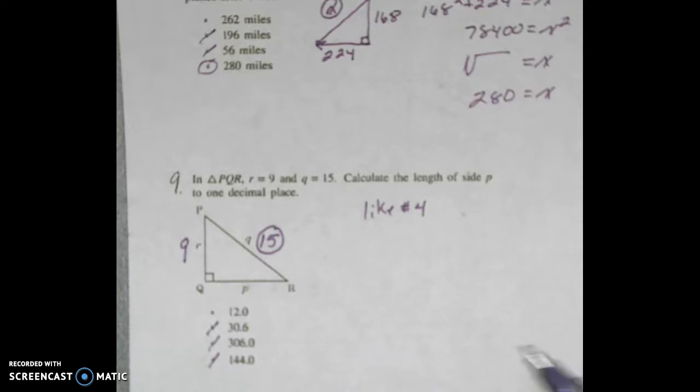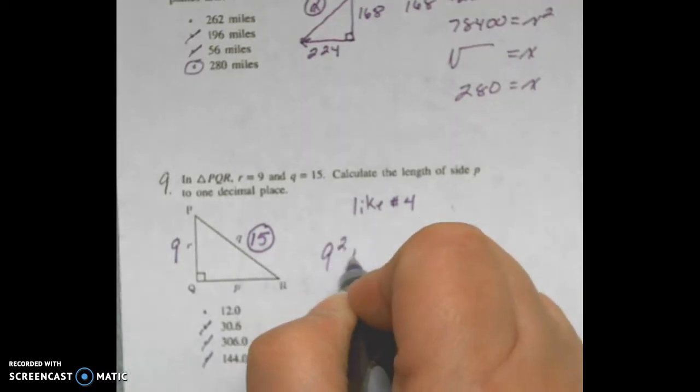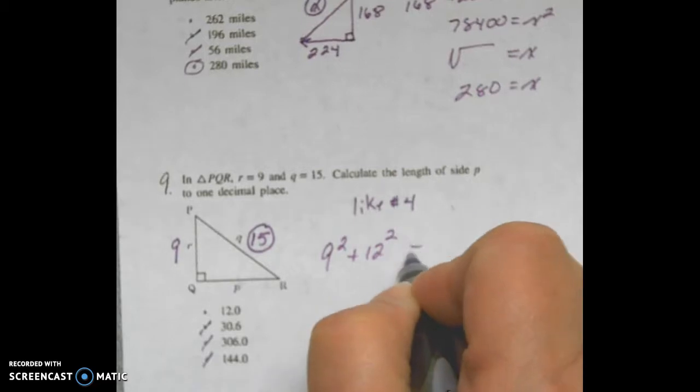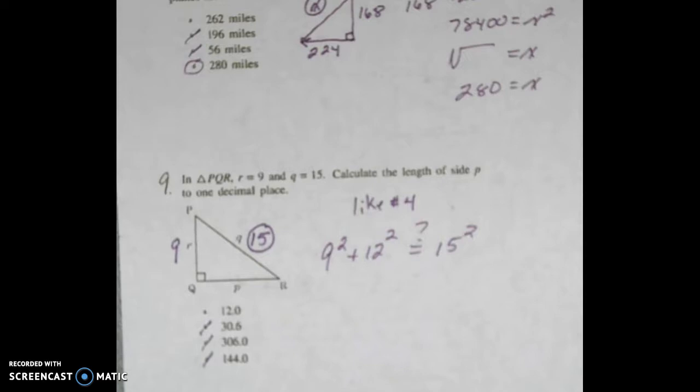You can check it out and see if 12 is exactly the answer that you need by having 9 squared plus 12 squared. Is that equal to 15 squared? And you can double check that in your calculator. So that shouldn't be a hard one to take a look at.